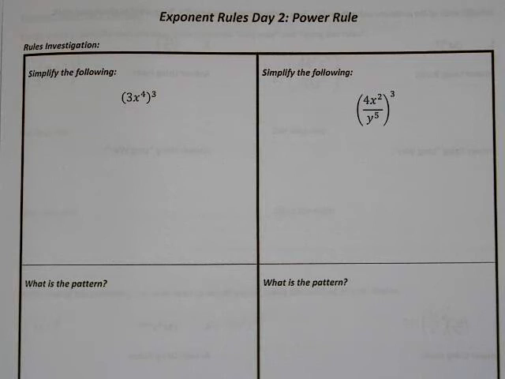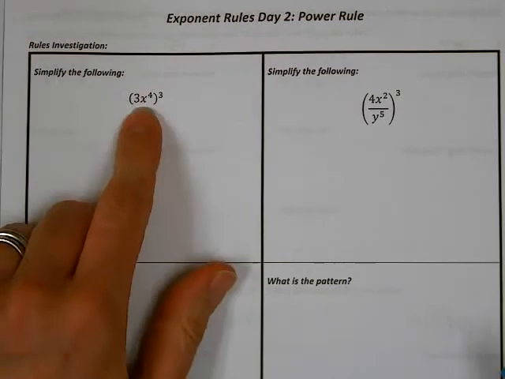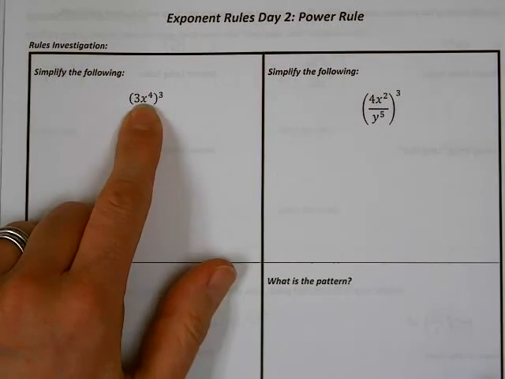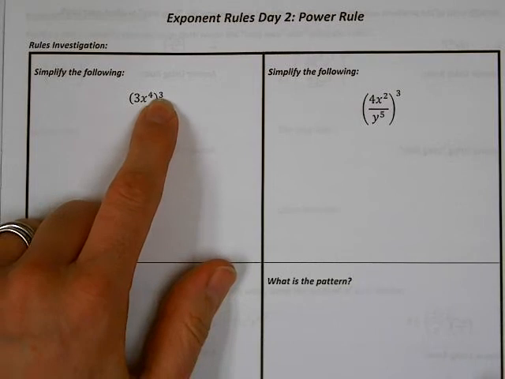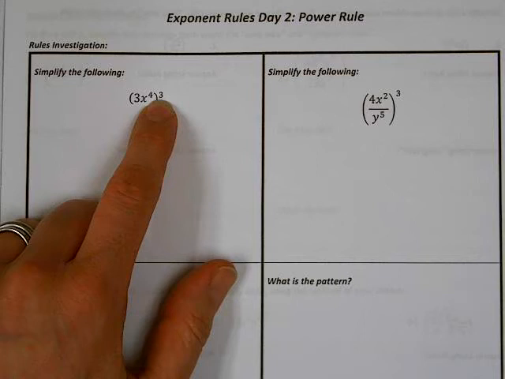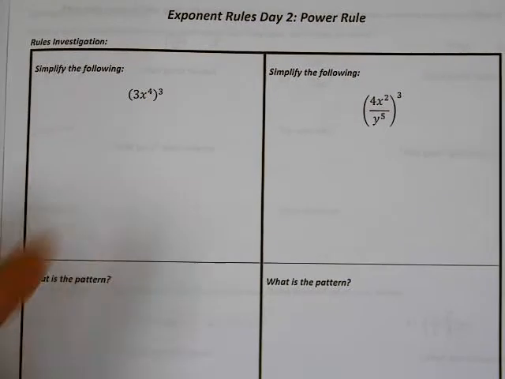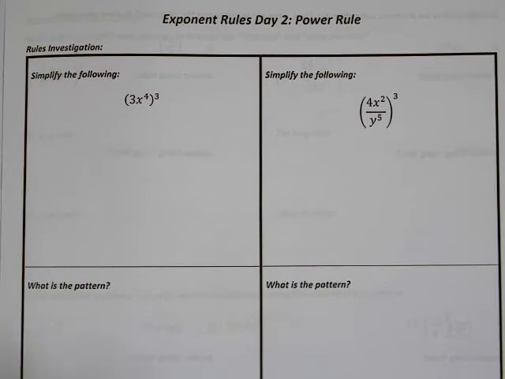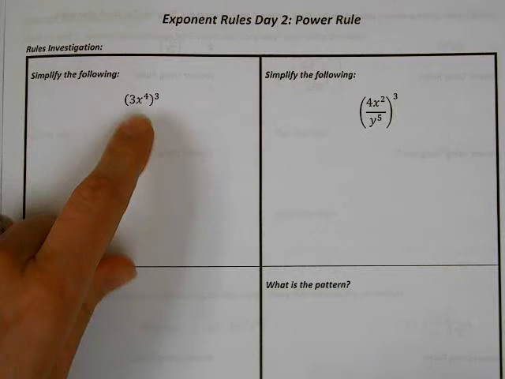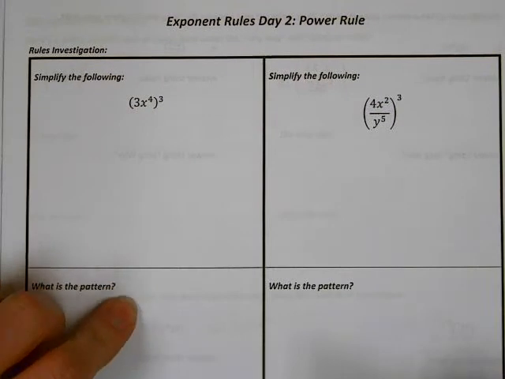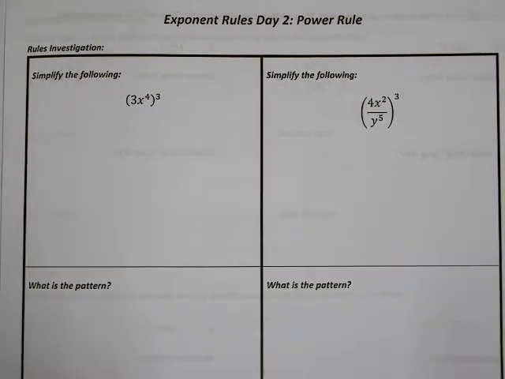So the idea for today is when we're taking a power, like this 3x to the fourth is our power, and we're raising that to another exponent. So that's the situation we're looking at today, when we're taking a power and raising it to another exponent. So our goal here is to simplify this. When I'm simplifying, it means I want all of my parentheses gone, and I just want to write it as a single power.